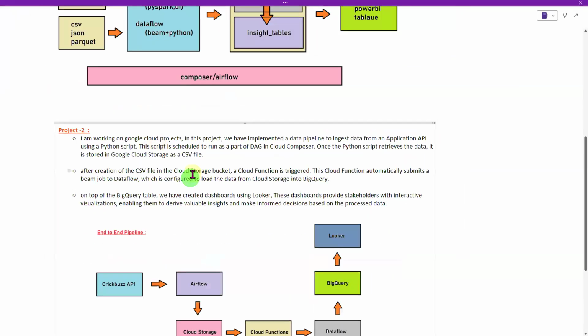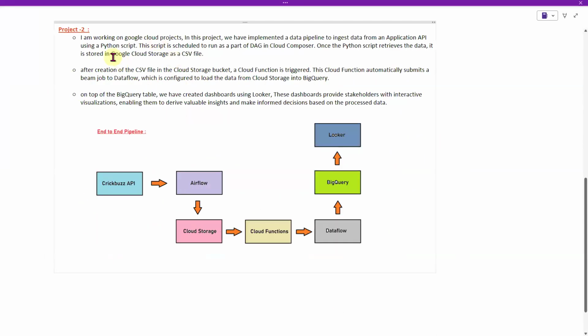And again, project 2 also, explain project 2. I'm working on a Google project. In this project, we have implemented a data pipeline to ingest the data from this one, that one. So you have an architecture also here.